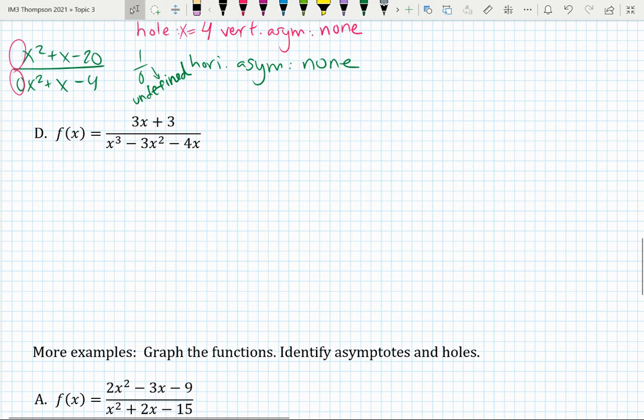So problem D, we're going to go for this one. Again, I know that they're all different. This one's got some additional pieces for the factoring portion. So D is f of x equal to 3x plus 3 all divided by x cubed minus 3x squared minus 4x. You can't even start this problem until you know how to factor.